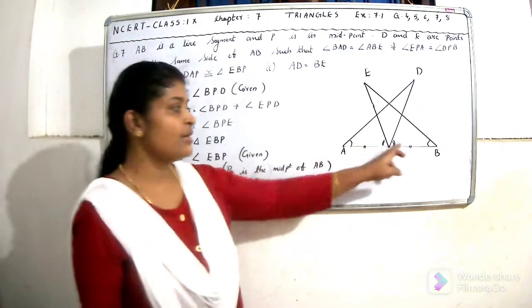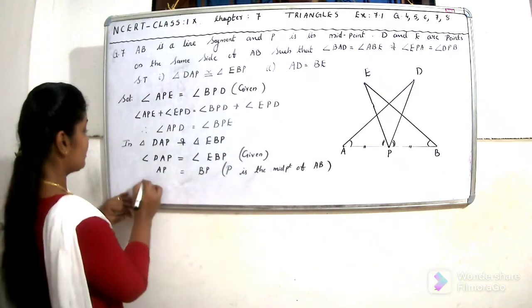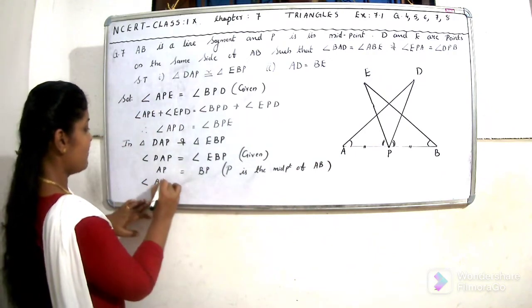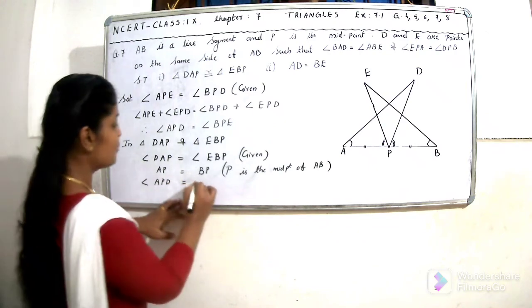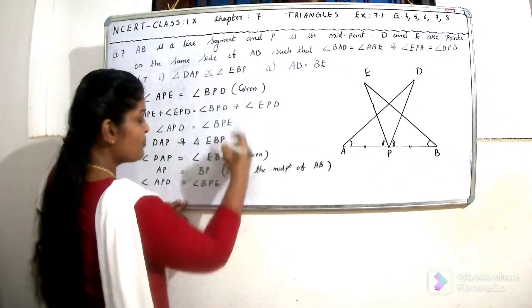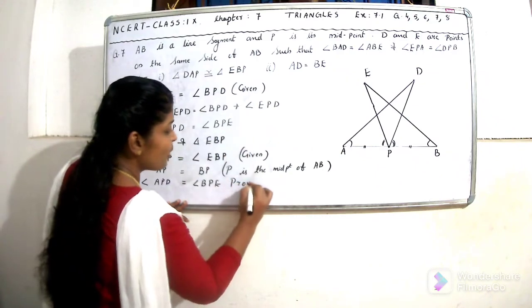Now the third item we will take: angle APD is equal to angle BPE. Proved above. Here we proved that, so here we will write proved above.